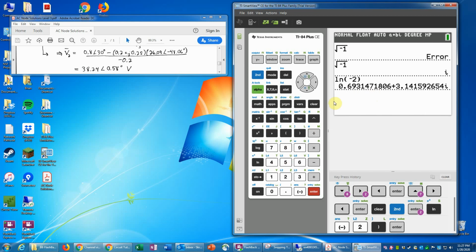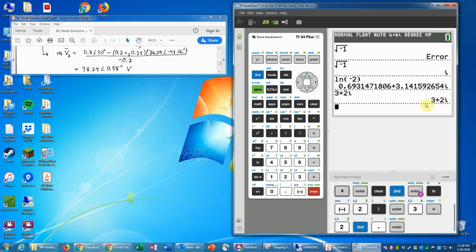Okay, so let's show now how to do some calculations with numbers in rectangular mode. So if I want to enter a complex number in the rectangular mode, I can simply type, for example, if I want to enter 3 plus 2i, I would just go 3 plus 2, and then the i is found here as second plus the decimal point. So you notice the little i there. And that's something you probably want to remember where that is. Okay, and we press enter, and now that just displays that in rectangular form.